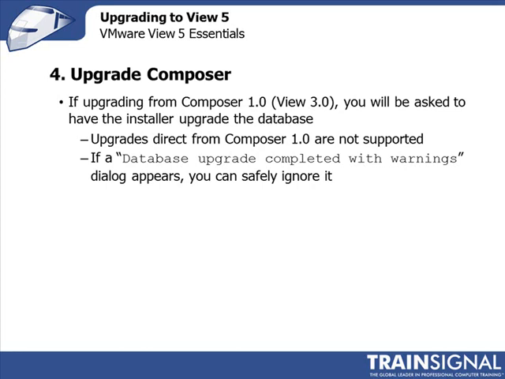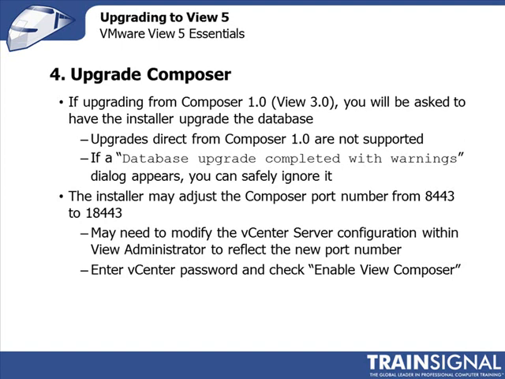The next thing you need to look out for is the Composer port changing from port 8443, which was previously used, to 18443. So double check during the install. It will ask you which port is going to be used. And then you will have to go into View Administrator and check the vCenter server configuration to make sure it uses that port number. You'll then need to enter the vCenter password and check the Enable View Composer checkbox in order to fully re-enable Composer functionality.